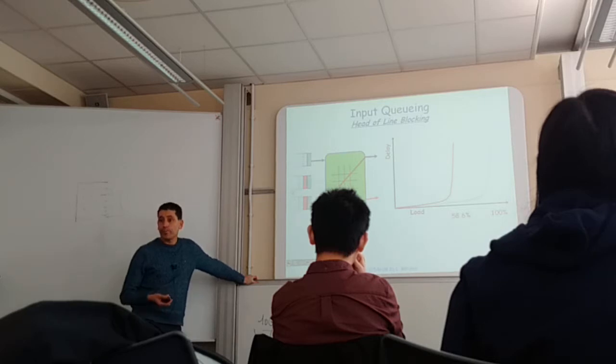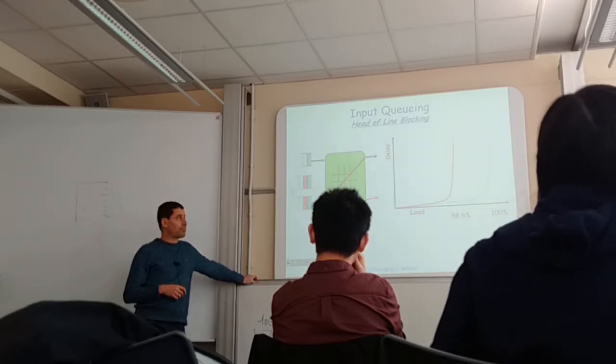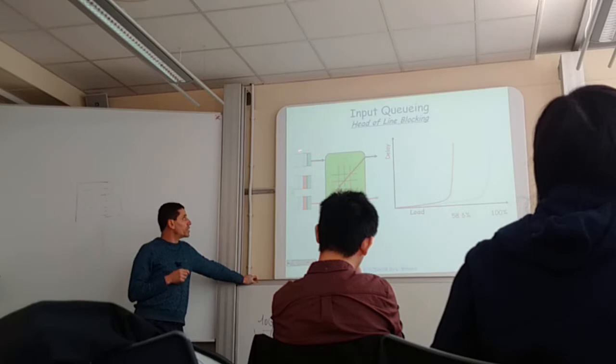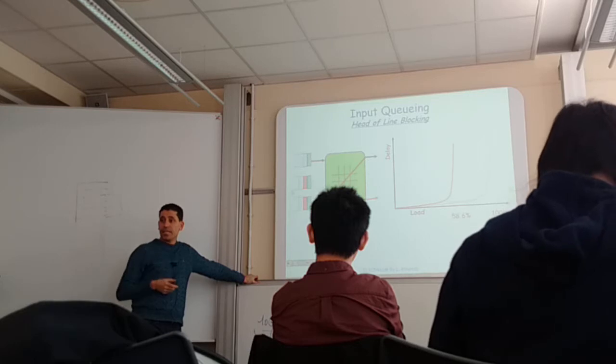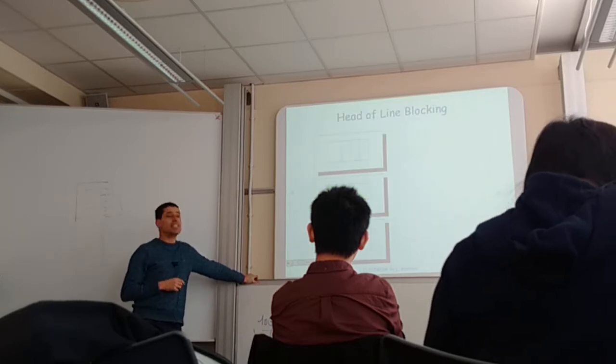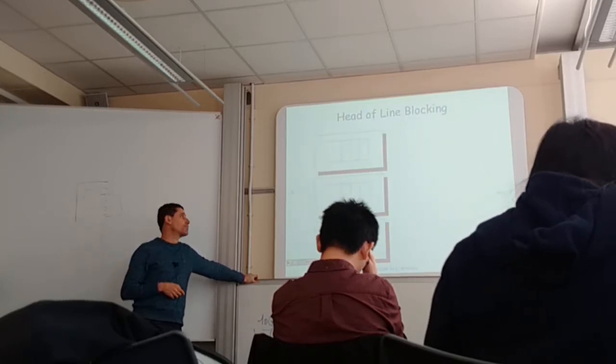Normal. However, when I have input queues, this architecture cannot deliver more than 58.6% throughput. It has a very low throughput due to what is known as head-of-line blocking. I'll explain what the head-of-line blocking problem is in a second. Okay? This is the head-of-line blocking problem illustrated. Imagine that I have my traffic queued like this.